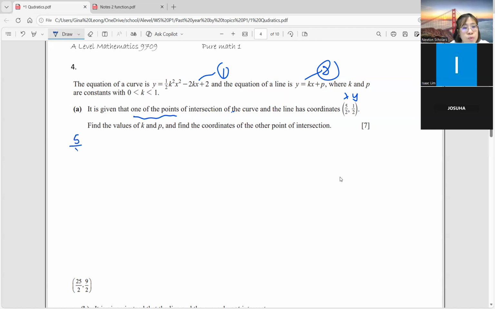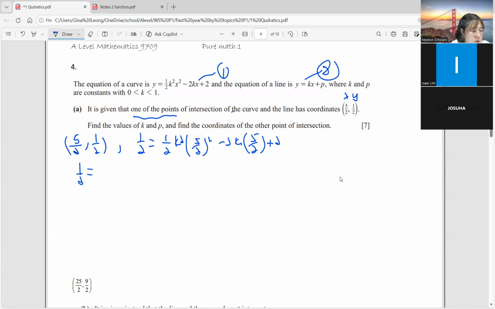So 5 over 2, 1 over 2, you replace back to here. So you will get 1 over 2 here, squared, 5 over 2 squared, minus 2k, 5 over 2 plus 2. Then we simplify the equation. After I simplify, I get half k squared, 25 over 4 minus, this one you can cancel actually. You will get 5k plus 2.